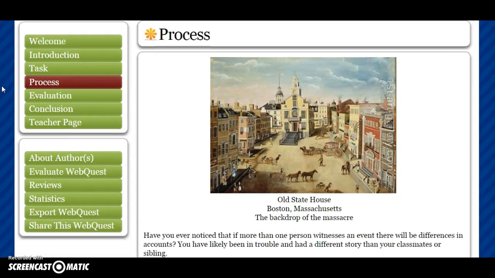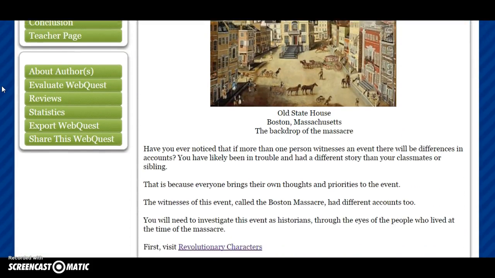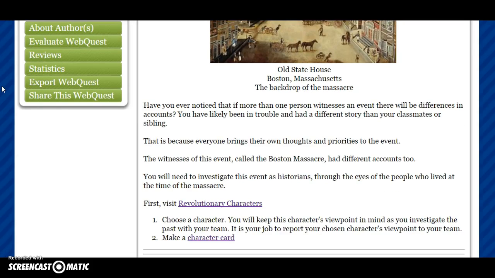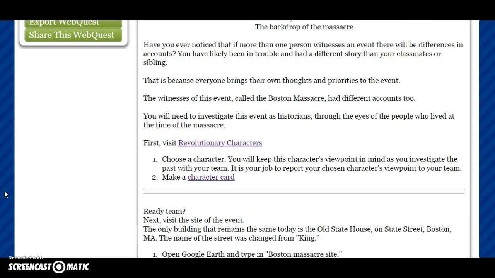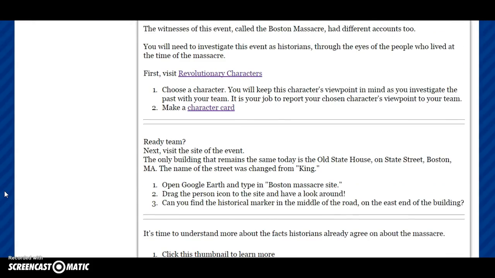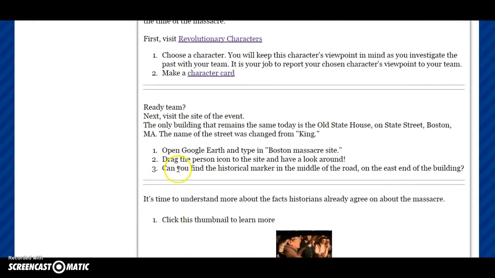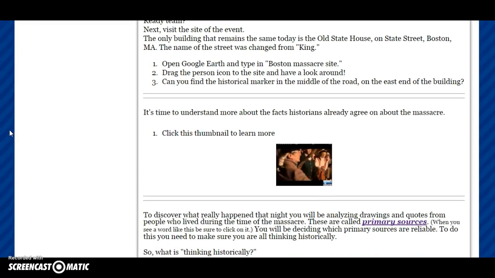The first thing that students will do is choose a real character from this site and make a character trading card so that they will identify with one viewpoint better. Next, they're going to go to Google Earth and see the site of the massacre, which has been restored to look as it did in 1770.